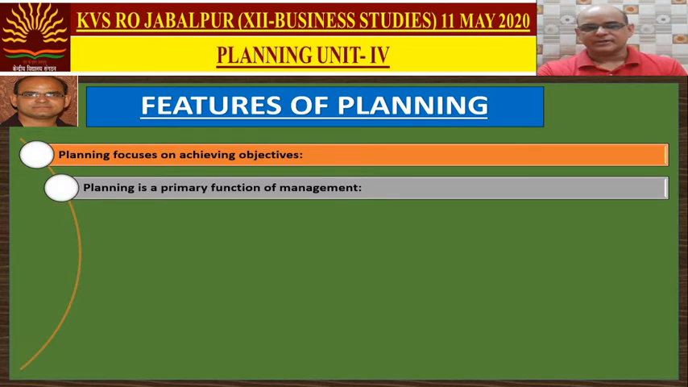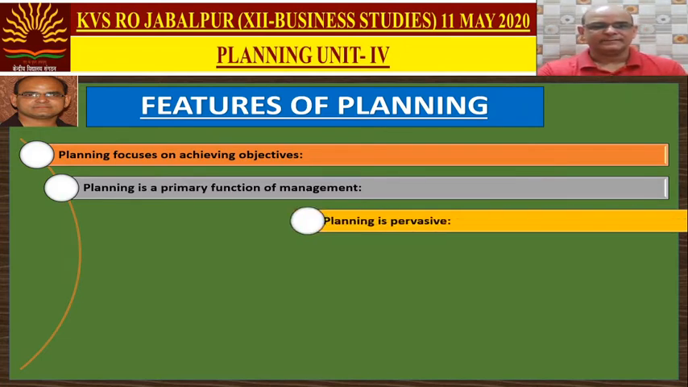Planning is the primary function. Why in management is planning considered the primary function? Because of two reasons. Number one, it is the first step in the entire management process. It is performed first of all, and the rest of the functions are dependent on planning. So remember these 2 points. Why is planning called the primary function? It is performed first of all, and all other functions are dependent on planning. All other functions are planned or done according to the plans.